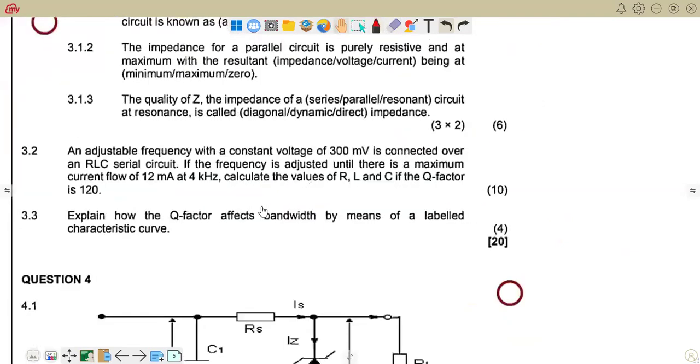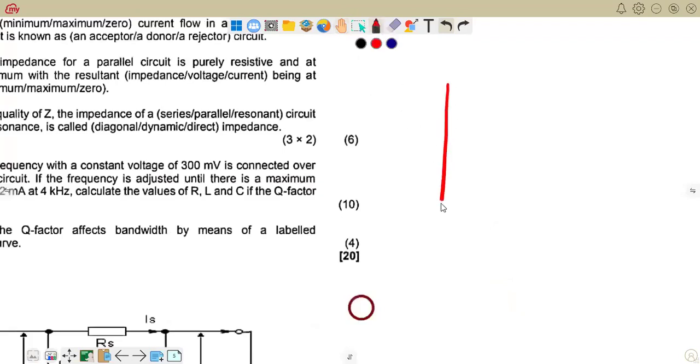So basically, that's the next question. The next question is now saying, explain how the Q factor affects bandwidth by means of a labeled characteristic curve. So we just want to draw and explain using that diagram. It's just the drawing, because the instruction says by means of a labeled characteristic curve, which means it just wants us to draw the characteristic curve. Right, so I'll just quickly draw it here. There it goes.